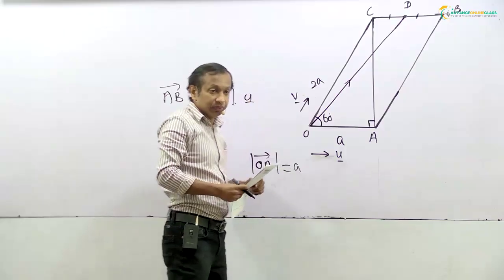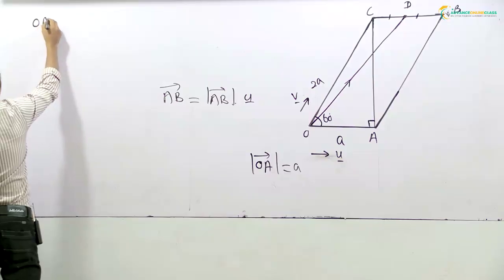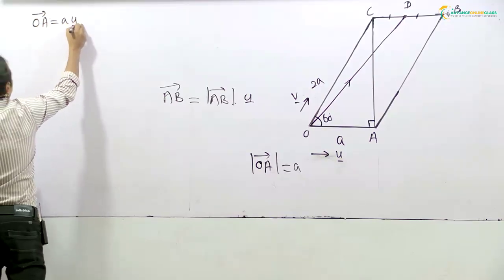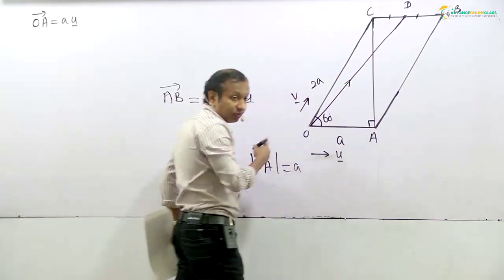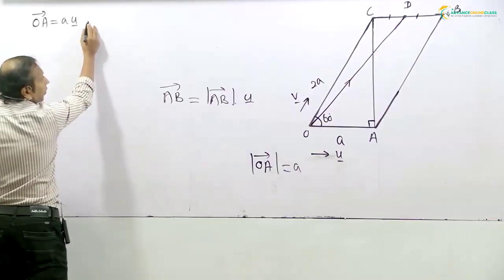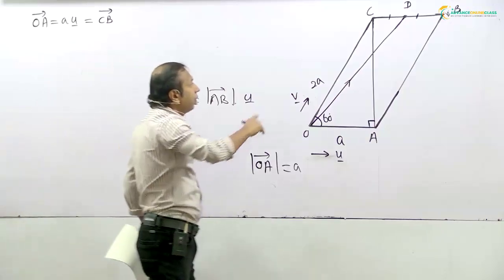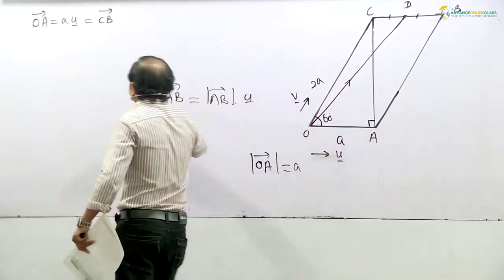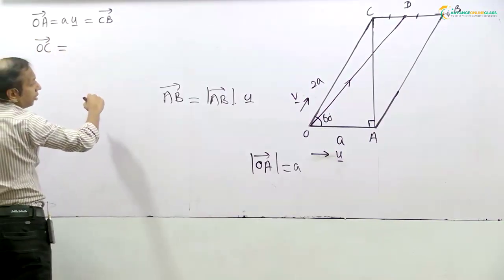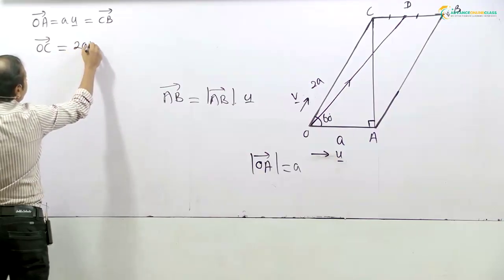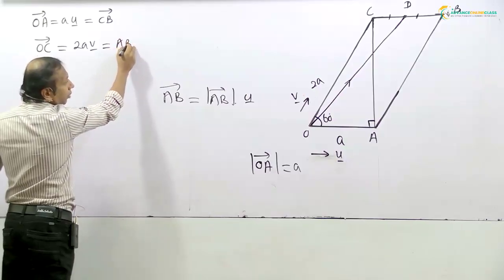Right. Understood. Then first we can write OA vector as aU. But since it's a parallelogram, CB also is the same, no? CB vector is also aU. What is OC vector? OC vector is 2a V. And AB vector is equal to what? AB vector is also 2a V, because this is a parallelogram.